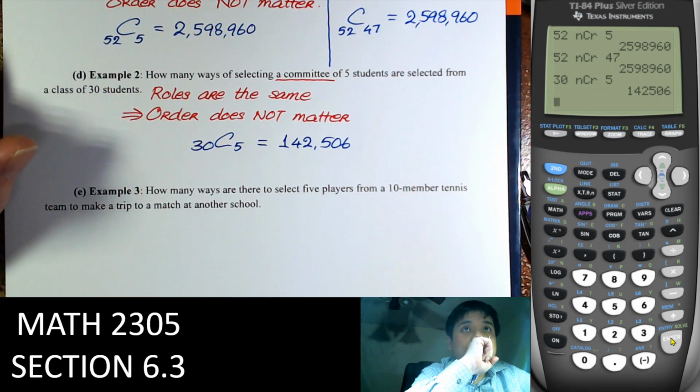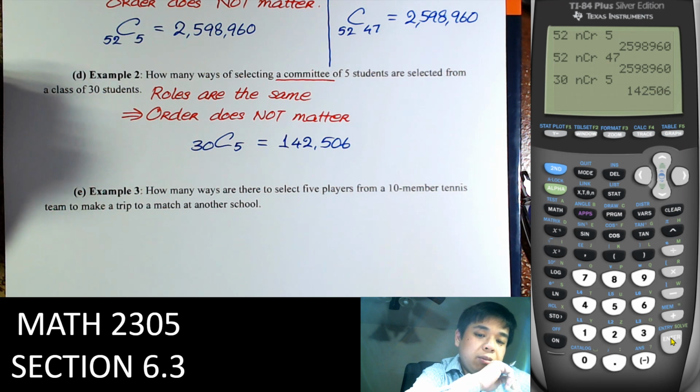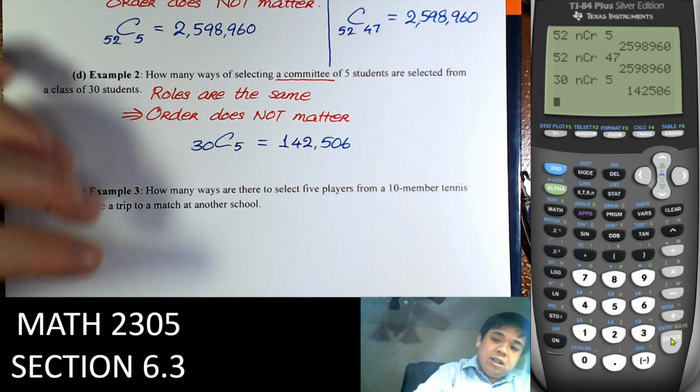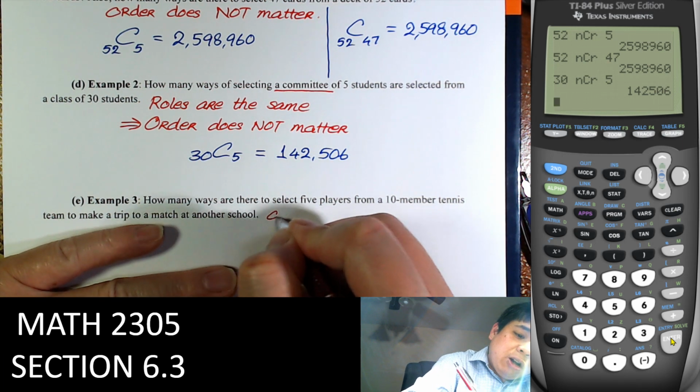Right, next. How many ways can I select 5 people from a 10-member tennis team, so a team of 10, to make a trip to a match at another school? So we select 5 out of 10. Right. So this says just select 5. It doesn't matter. We don't have to choose in any particular order. So order does not matter.